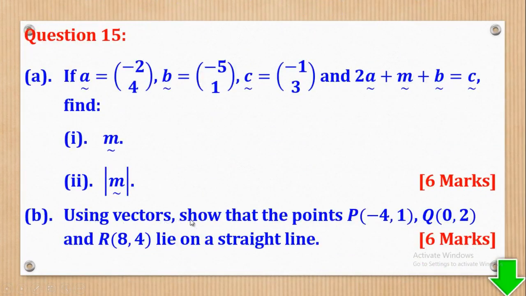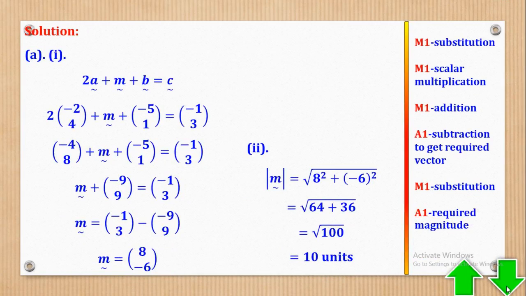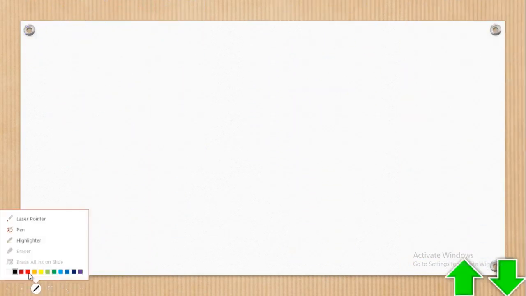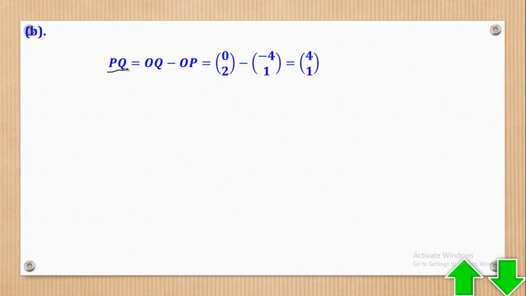Now part B, they said show that points P, Q and R lie on a straight line. In other words, they want you to show that they are collinear. So for you to show that they're collinear, we're going to first get PQ. PQ is equal to OQ minus OP. So OQ is that, OP is that. So when I subtract, I'll come up with 4, 1.